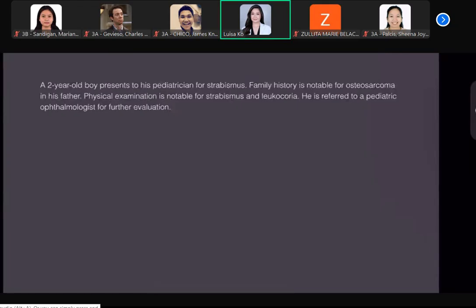A 2-year-old boy presenting with strabismus. Strabismus is misalignment of the eyes. There's a family history of notable osteosarcoma on the father's side. Physical examination findings, again, strabismus and leukocoria.